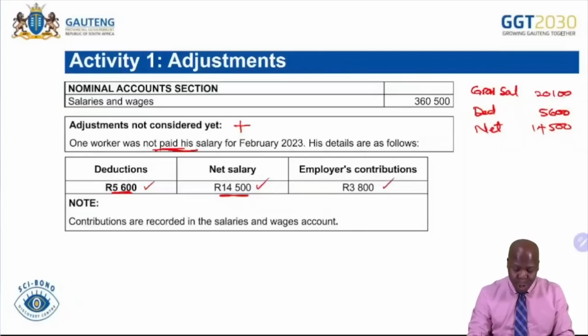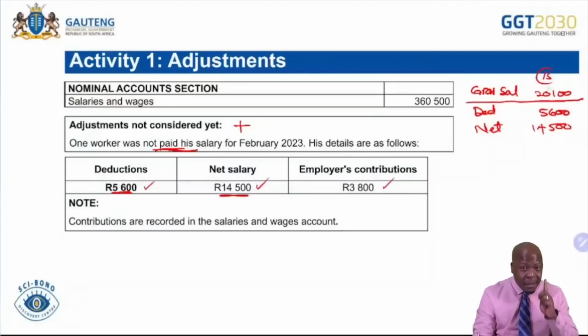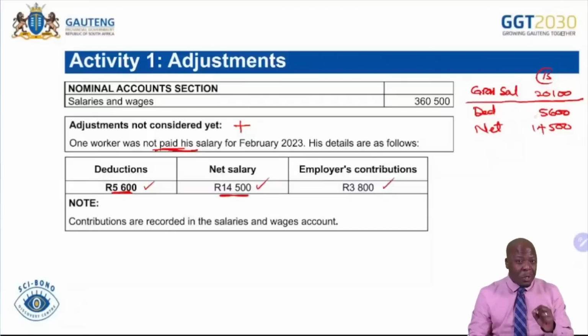Once I have my gross, it is very important that your gross is what we adjust in the income statement. Your gross is what we record in the income statement. And then if we were required to do the statement of financial position, that is the balance sheet, we record our deductions and our net salary. So these two would go into the balance sheet. In this case, we were not required to do so.